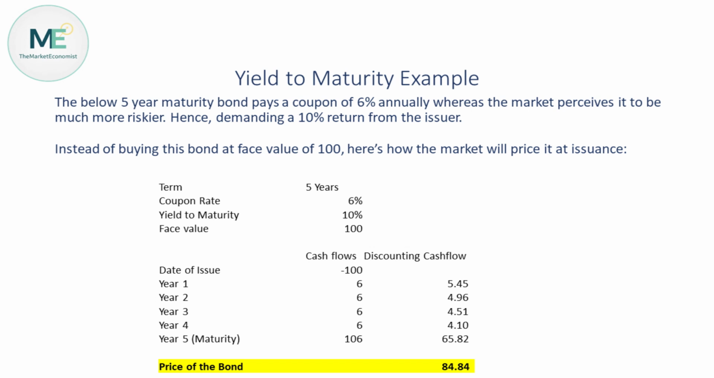So we have these discounting for all these future cash flows, and if we add all of these we arrive at the price of the bond, which is 84.84. So this is how, by reducing the price of the bond, the market is arriving at a required rate of return that it demanded for investing in this particular bond.